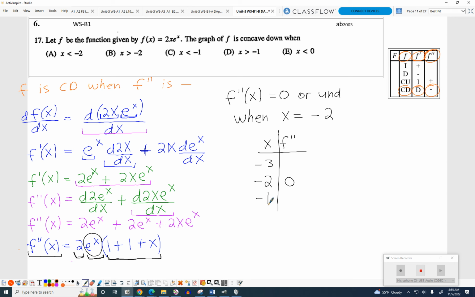Brock, now what? You're going to plug the -3 into the equation. Which equation? The second, the 2e^x. Hey, look. There's a huge shortcut here. It doesn't matter what x you pick, this is going to be positive. So don't play with that. That's positive. What's this going to be when x is -3? Negative. We're done. Two for Brock.